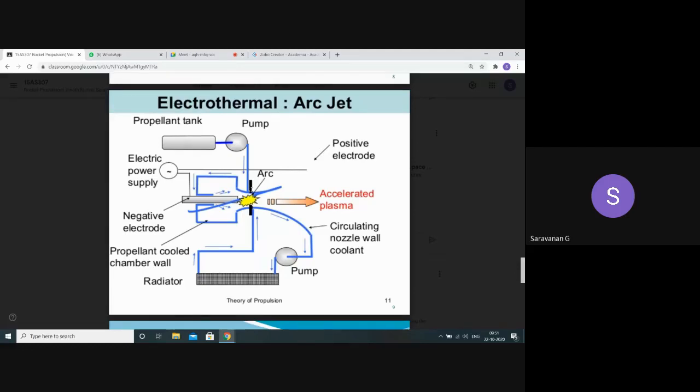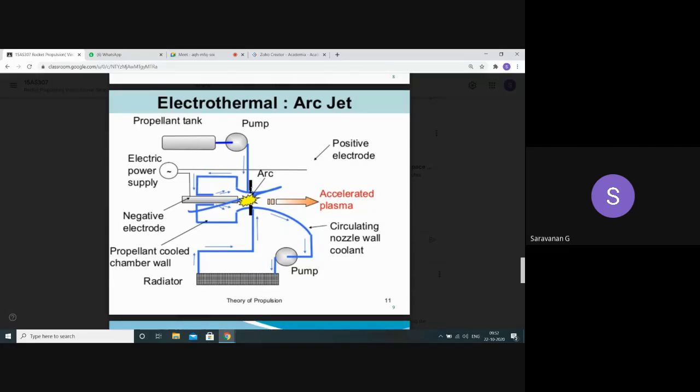Because of this potential difference between the cathode and anode, we get some accelerated plasma. When the propellant passes through the arc, it is heated up. The arc generates heating of the propellant, and the accelerated propellant is expelled through the nozzle exit of the system.